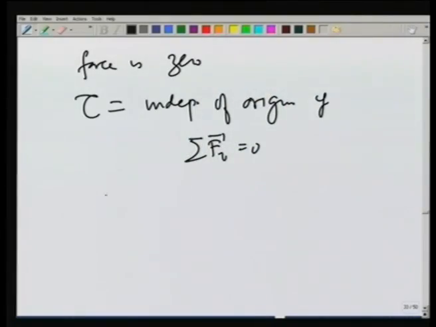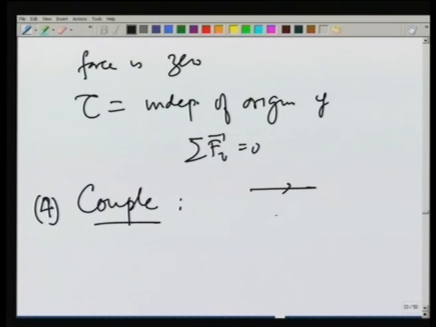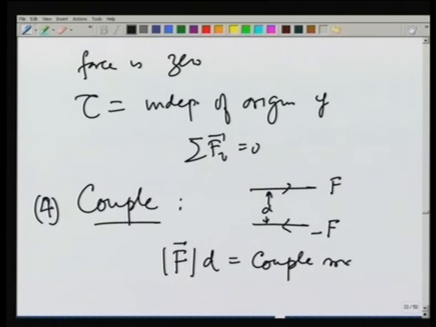torque under these circumstances called a couple, which is two equal and opposite forces separated by a parallel distance d. In this case, the force magnitude times d is the couple moment, and the direction you can find by right hand rule or the cross product rule yourself. In the next lecture, we will look at how to define the moment about an axis or a couple about an axis, and then go on to discuss other things about equilibrium.